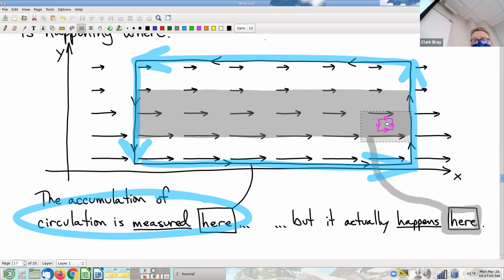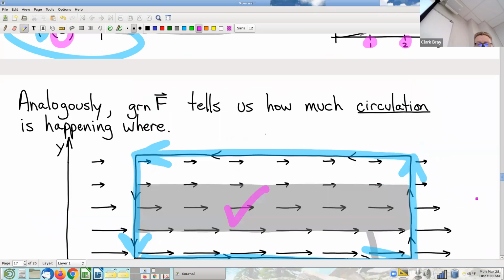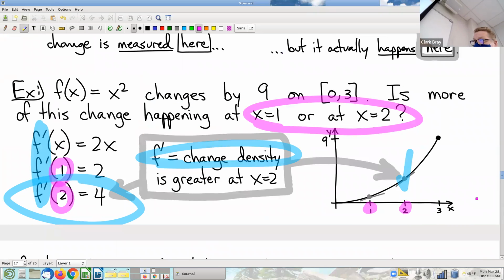Positive circulation. So, okay, yeah, there is a grand total around the blue line, the blue boundary. Yeah, there's positive amount of circulation. Where is it coming from? Where did it happen? It happened in here. Okay. All right, now, how much happened where and how do I distinguish? Well, in the same way that the derivative is my change density and therefore literally tells me, yeah, there's more change happening here. Oh, there's less change happening over there. The derivative is the giveaway.